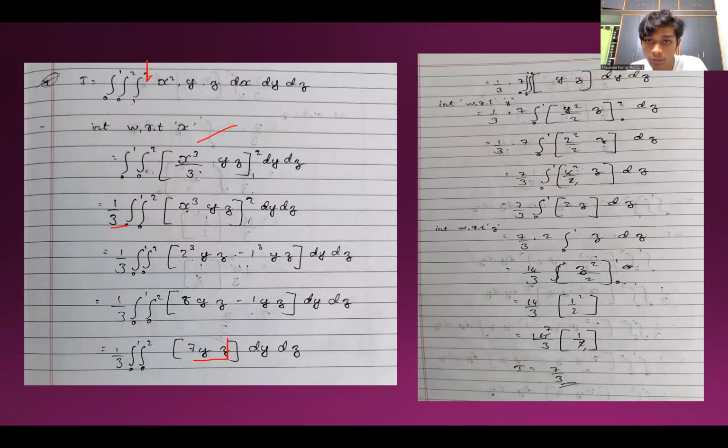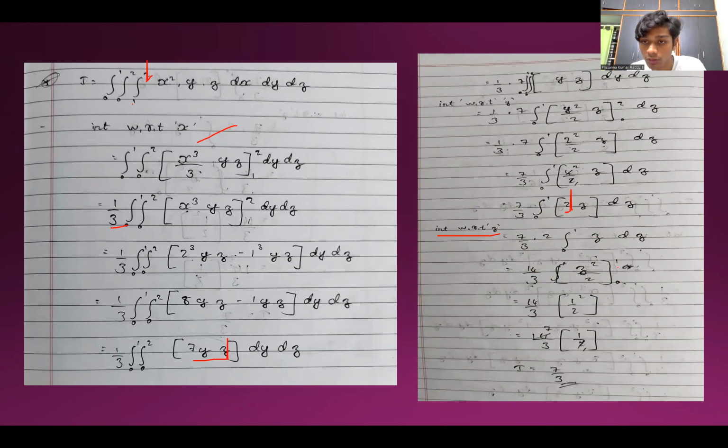So the total answer will be 7 by 3 integral 0 to 1 of 2z dz. And the next step will be to integrate with respect to z. So now we are going to take this 2 as common. So 7 by 3 into 2 integral 0 to 1 of z dz. Now we are going to integrate with respect to z. So it will be 14 by 3 into z square by 2, with limits 1 and 0.